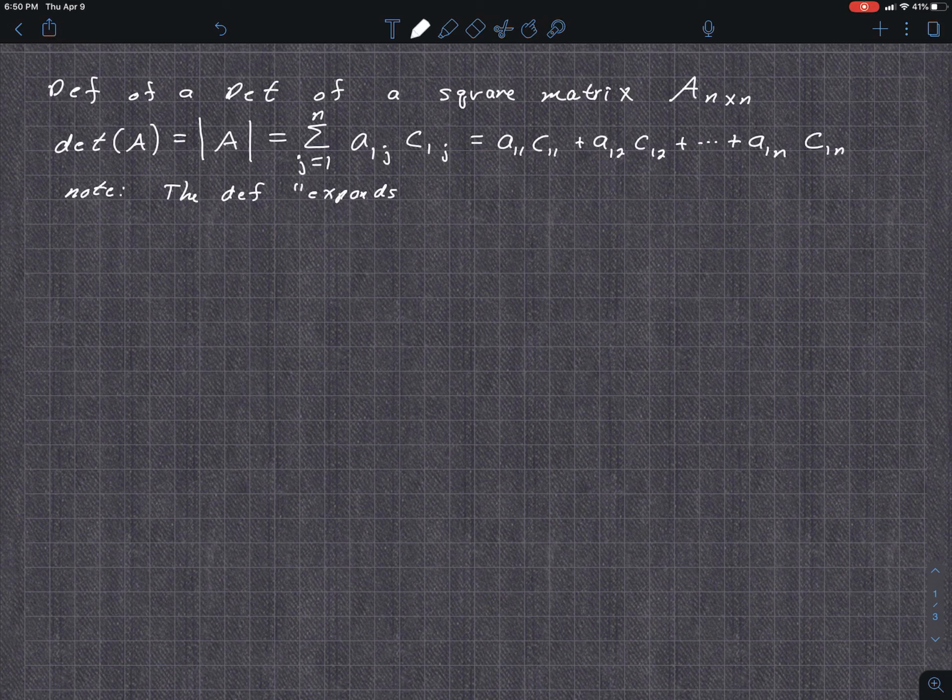So, I actually did write that down. So I said note the definition expands, is what we say, on the first row. But it doesn't have to. That's one of the theorems. They have a proof in the appendix. We won't go through that.